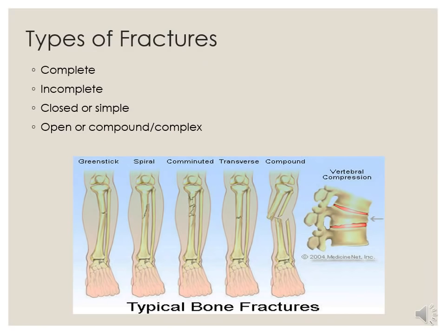We're going to talk about fractures and dealing with those. As you can see here, these are just a few of the different fractures that we may see. We have that green stick fracture. As you can see, it is broken on one side and it's bent on the other side. Spiral fracture kind of spirals around the bone. Comminuted is broken into fragments. Transverse, it goes straight all the way across, and then we have those compound fractures that come through the skin. And as you can see, the last one, the vertebral compression, is where those bones are actually compressing on each other.